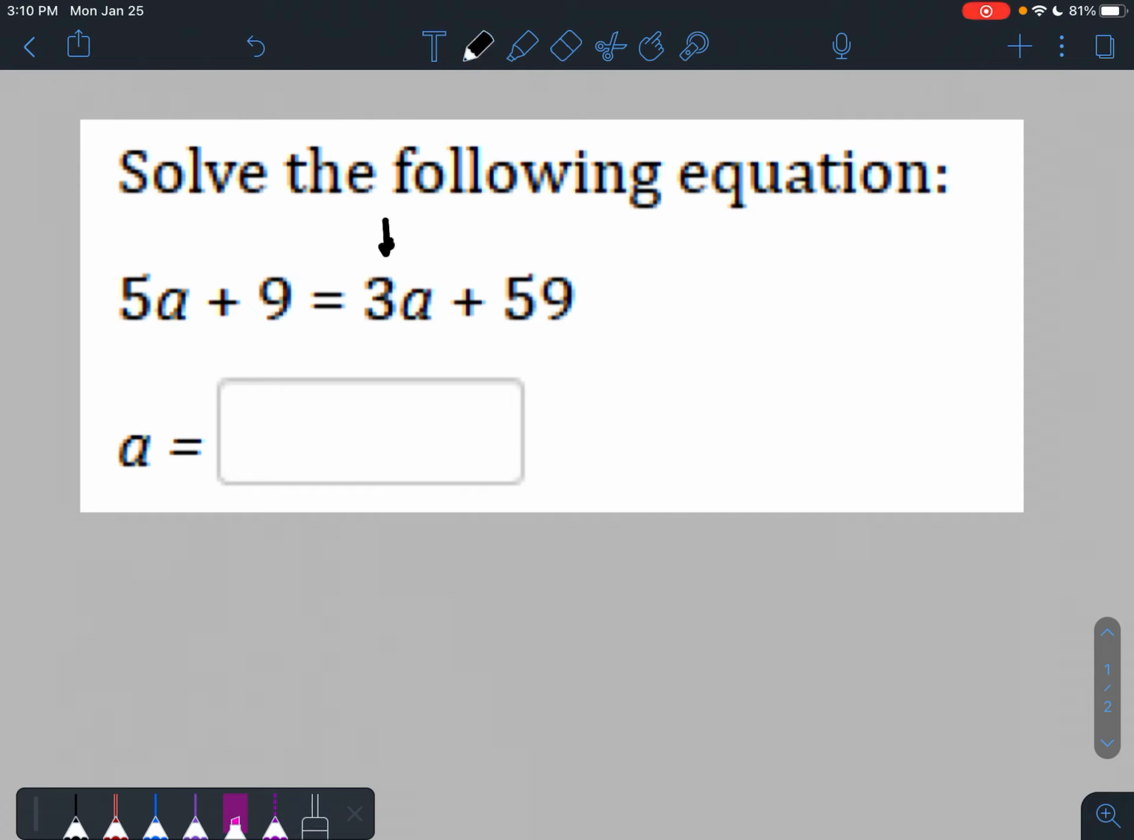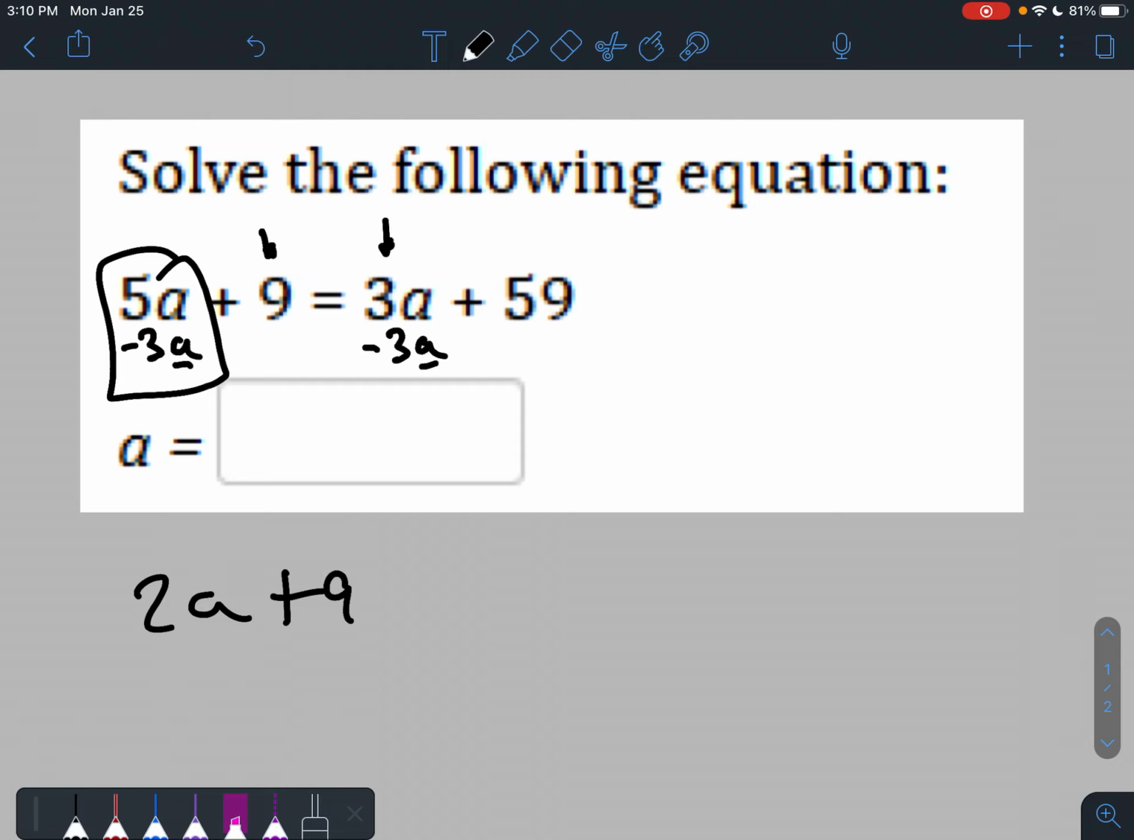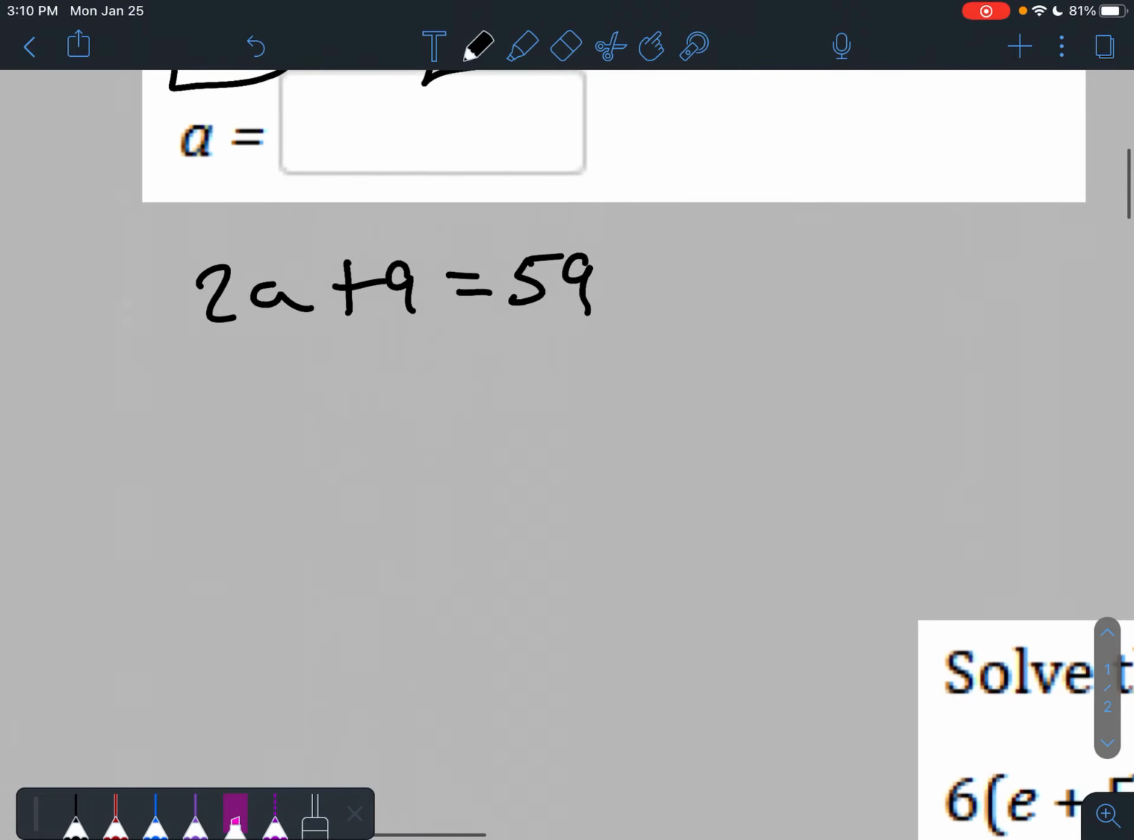Well, we can undo a positive 3a by simply subtracting 3a from both sides. Now, notice that the a term and the a term, this is your a over here. It's not going to affect the one that doesn't have an a because they're not like terms. So it's going to affect the ones that are like terms. So I've got 5 a's and I'm taking away 3 of them. So I've got 2 a's plus 9. Those 3 a's are going to cancel each other out. And I've got 59. Now, I've got 2a plus 9 equals 59.